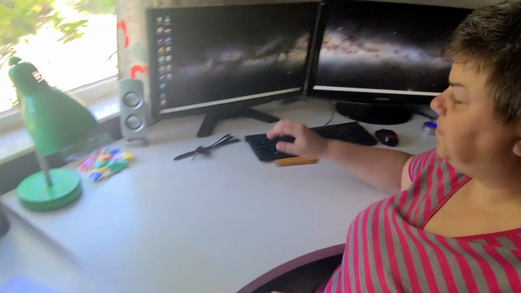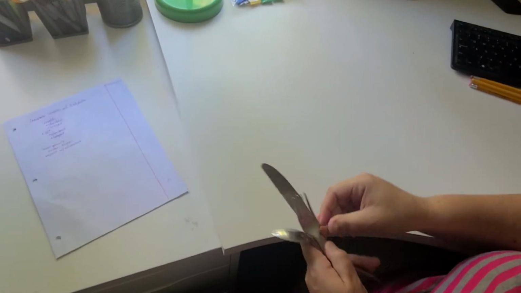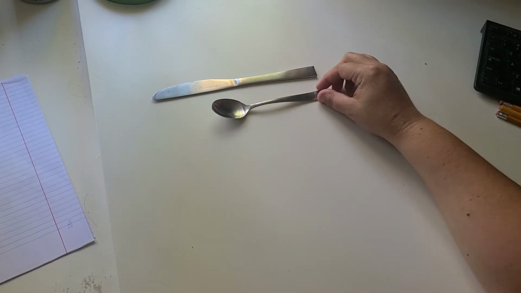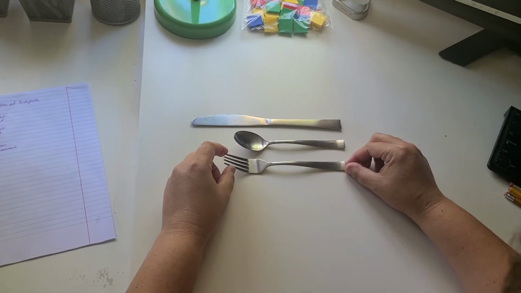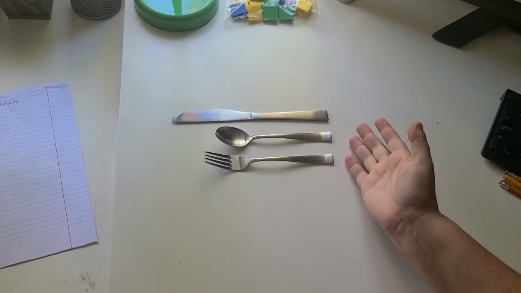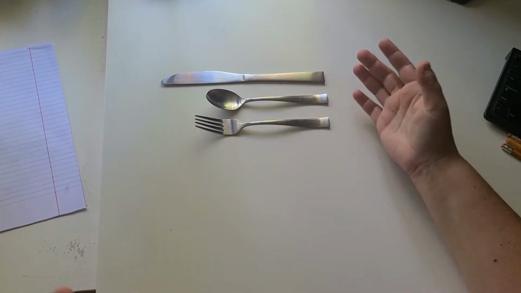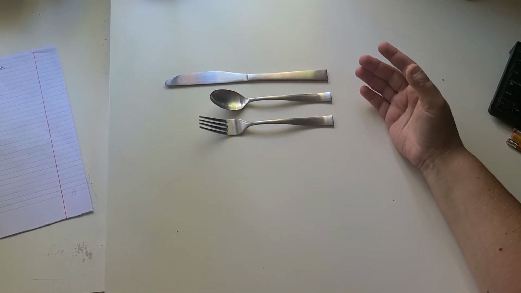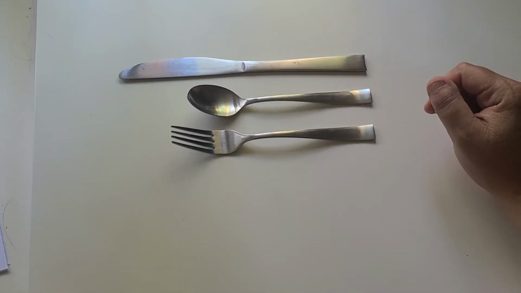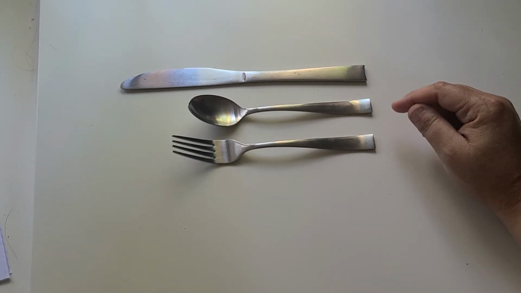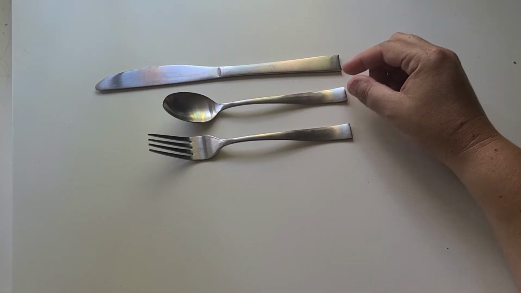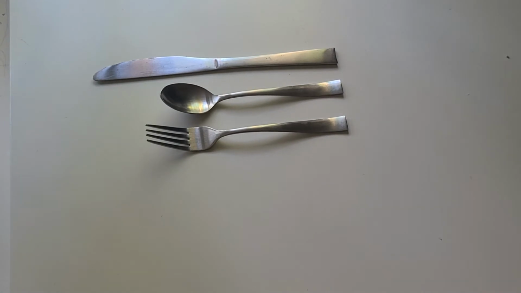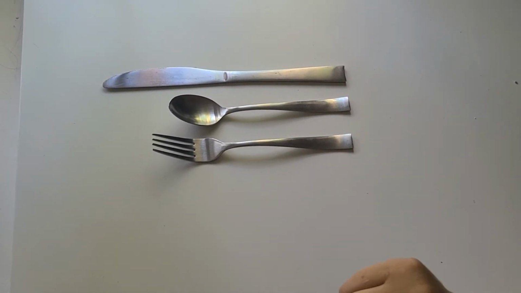I have some silverware. I've got a knife. I've got, what's this thing called? Oh yeah, it's a spoon. And this one is a fork. So when I look at these three things, again, I can tell that one of them is the longest and one of them is the shortest. Can you tell which? How about this spoon? Is this spoon the longest? No, it's the shortest.